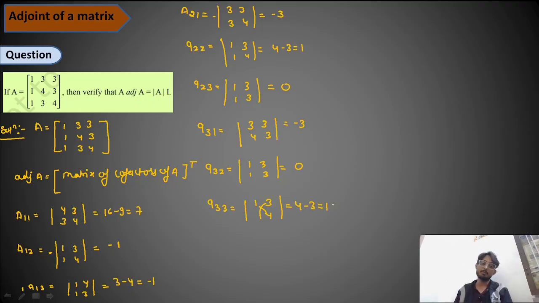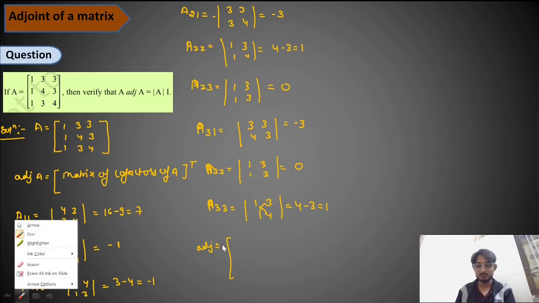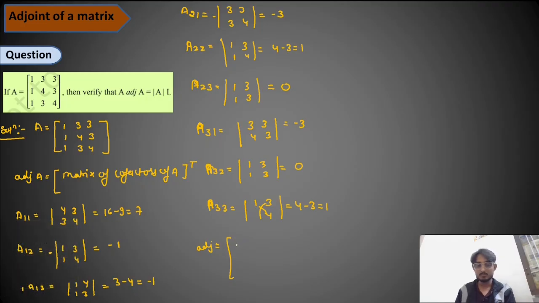Now what is the adjoint of A? Adjoint of A means, first of all, you have to create the matrix of cofactors. So adjoint of A equal to A11, you have to take capital letters, A12, A13. This is the matrix of cofactors.